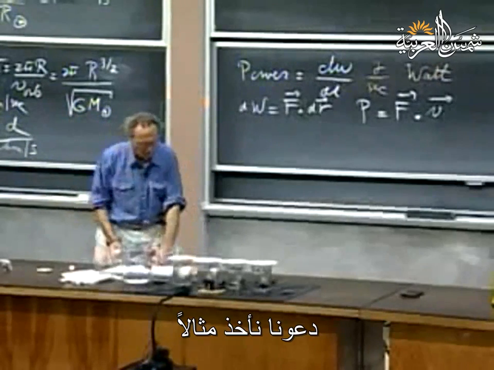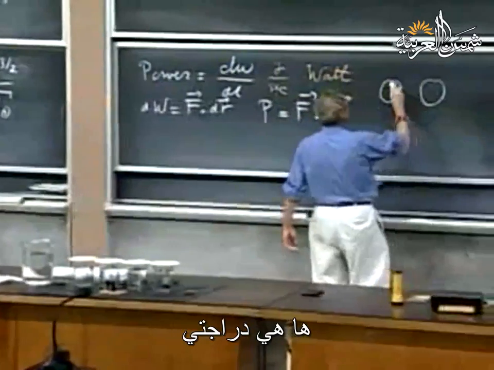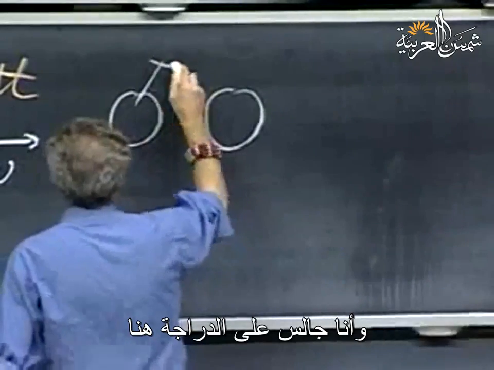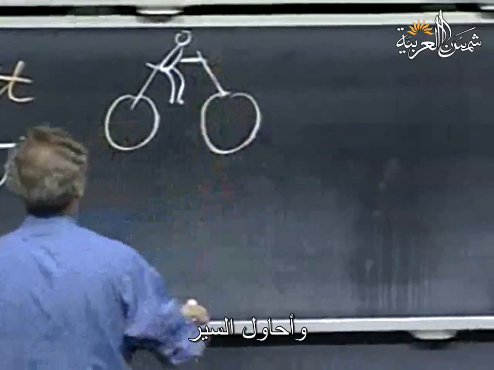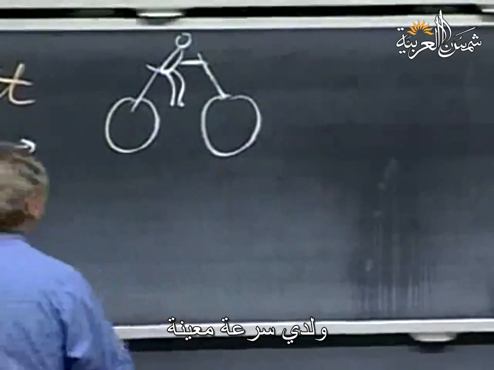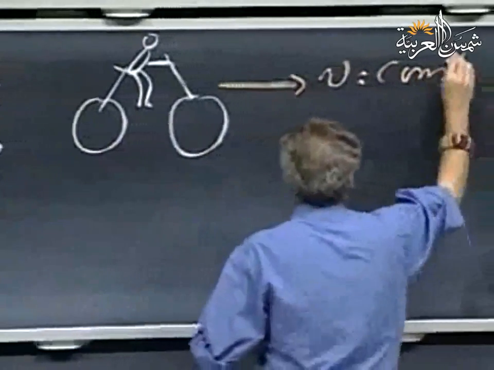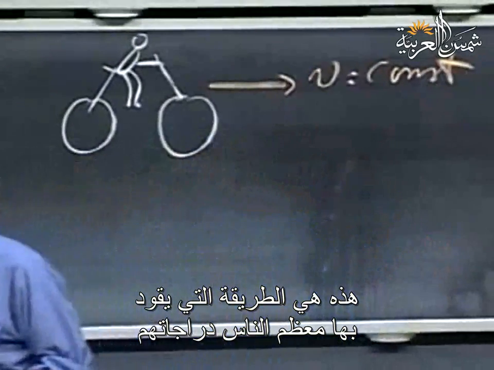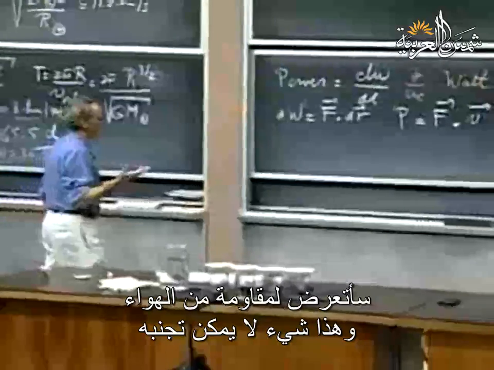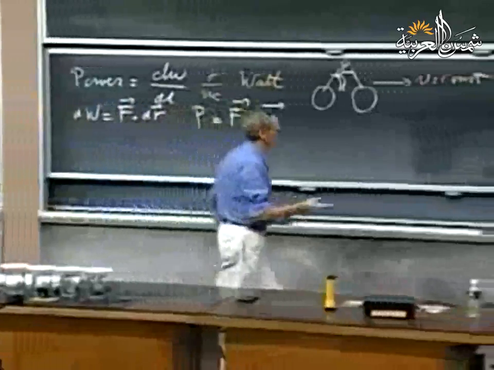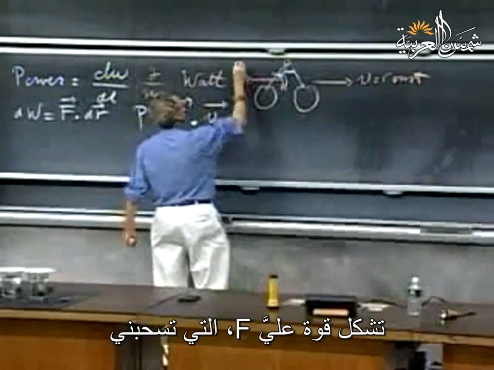Let's take an example. I am on a bicycle. Here's my bicycle, and I'm sitting on a bicycle here, and I'm trying to get going. And I have a certain velocity, and I keep that velocity constant. That's the way most people would ride their bikes. Now, there is air drag, which is unavoidable. We discussed that. And the air drag acts like a force on me, F drag.